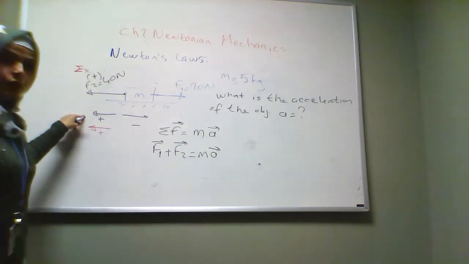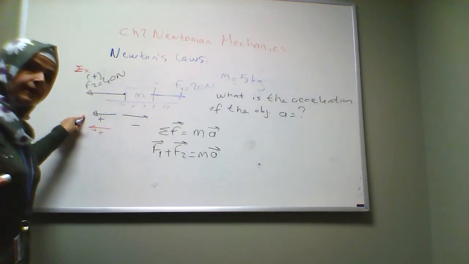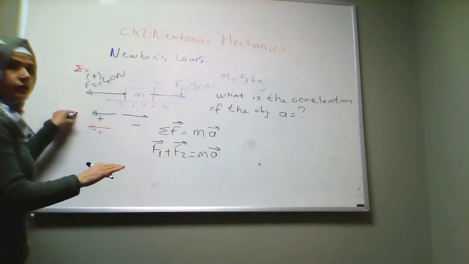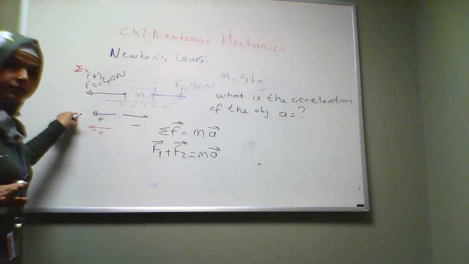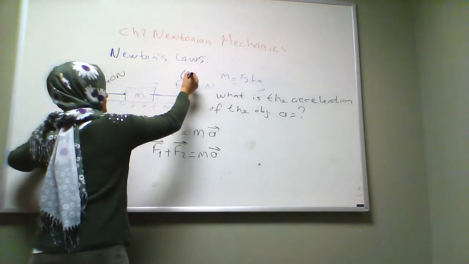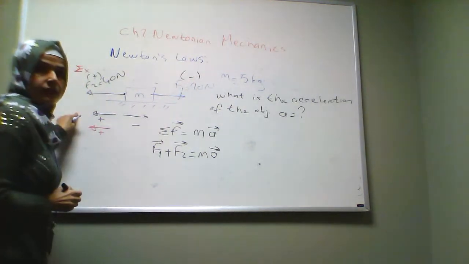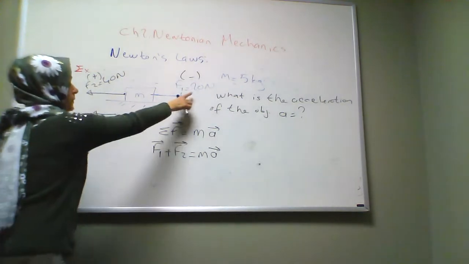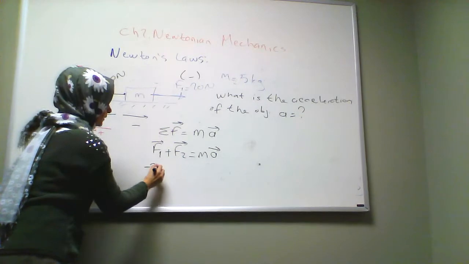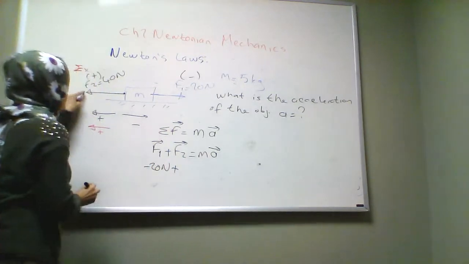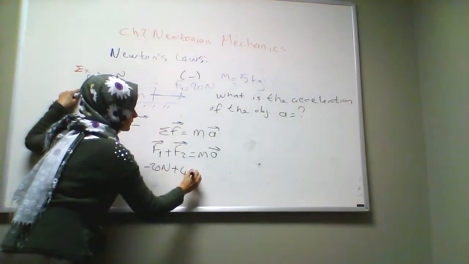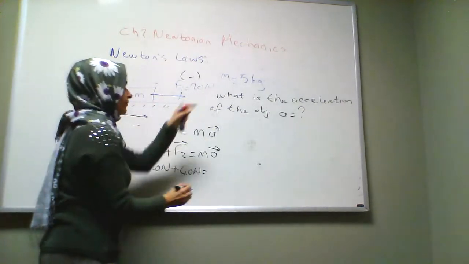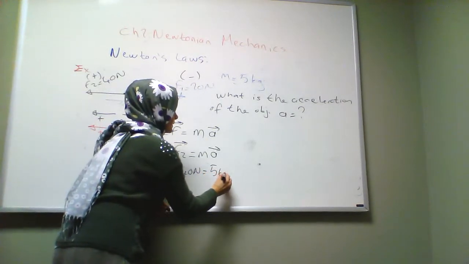This force is in the positive direction of my choice. You can change your choice. It doesn't matter. The result will be the same. But we'll be always choosing the direction of motion to be positive, so we'll be consistent. And F1 is in the negative direction, so when I'm putting the magnitude of F1, it will be negative. Minus 20 Newton plus 40 Newton is equal to M, 5 kilograms, times A.